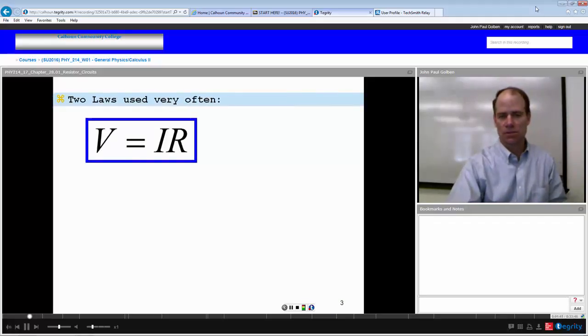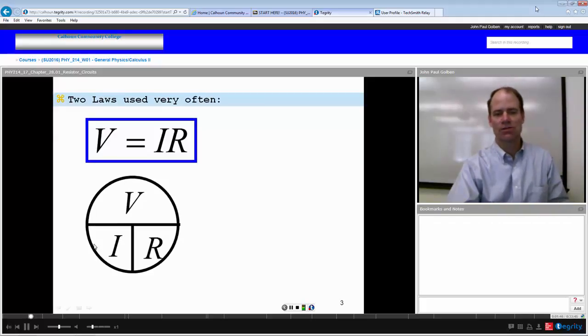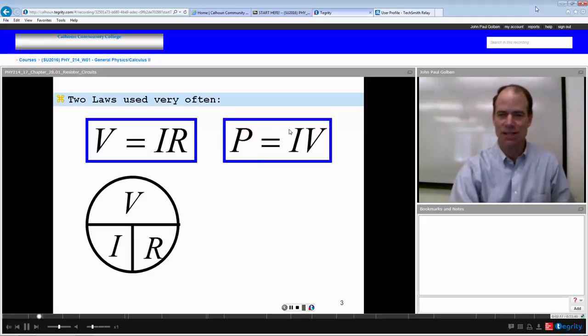Here are two laws that are used very often. Ohm's Law, V equals IR. Here's a mnemonic device that somebody in the military showed me. The way you would use this memory device is you would say V is equal to I times R, or you would say current is equal to voltage divided by R, or you would say resistance is voltage divided by current. Or you can just look at this simple algebraic relationship and solve for the unknown, which is probably what you need to do. But sometimes mnemonic devices help pretty well.